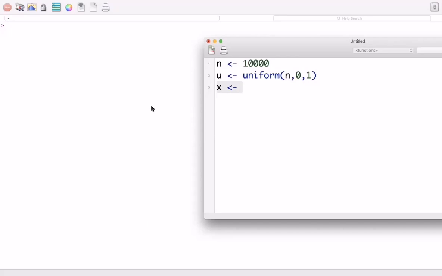Negative log x over lambda. Okay, sure. So negative log of u will give you exponential 1, right? So for any general lambda, you have to divide by lambda. That's the way to generate it; you can check back the theory again.